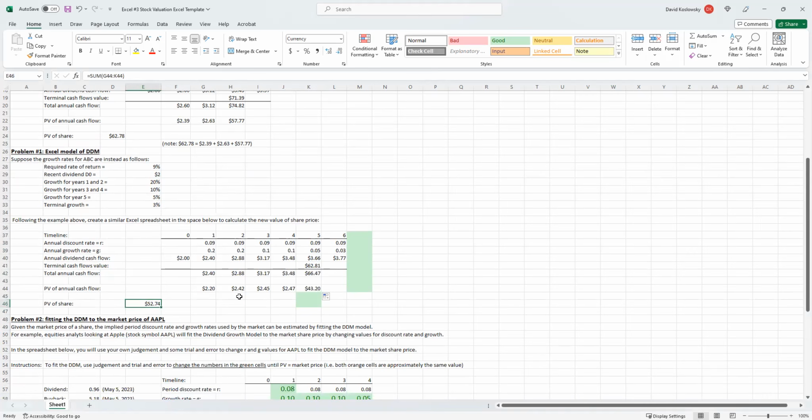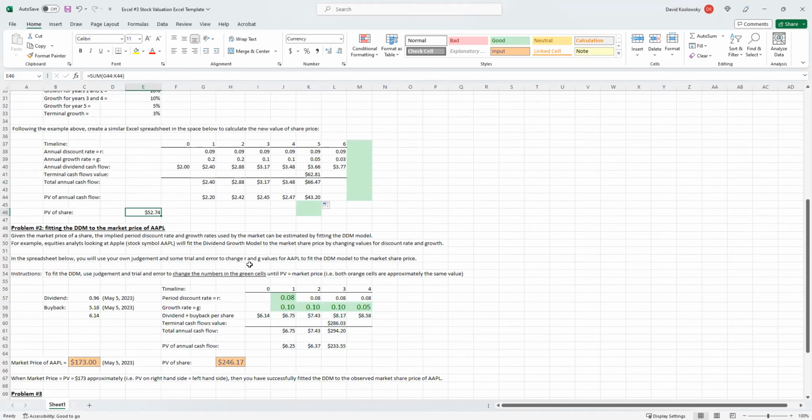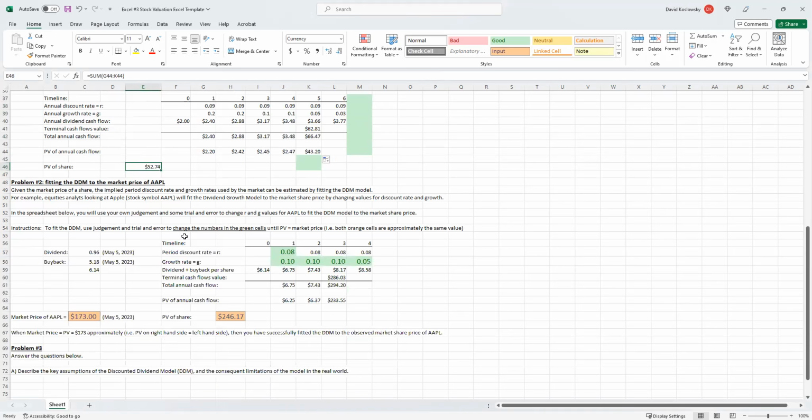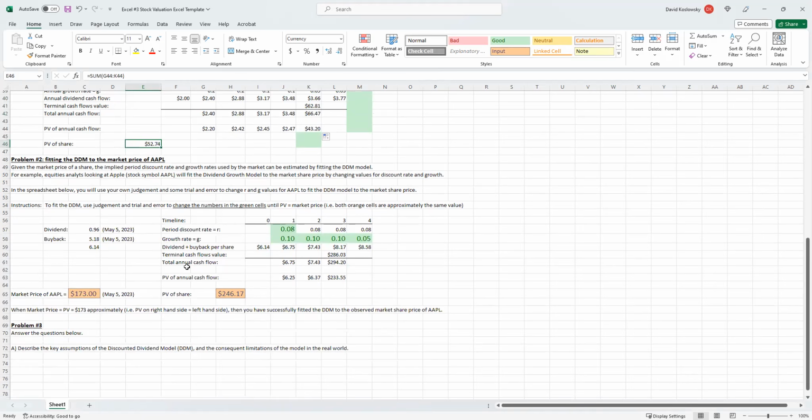What it illustrates is a simple way to use Excel for data analytics to value a stock. So let's move on to the second problem, where we're going to fit the simple model to Apple. Back on May 5th, when I set this up, the share price for Apple was 173. It's a little higher than that right now, but it'll work. We can just leave it as is.